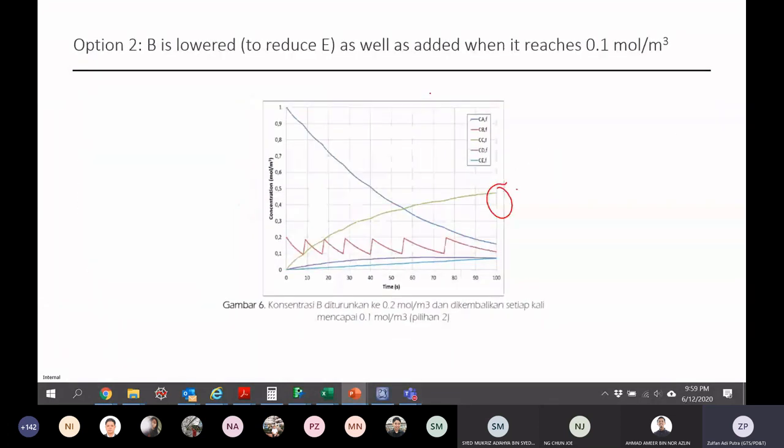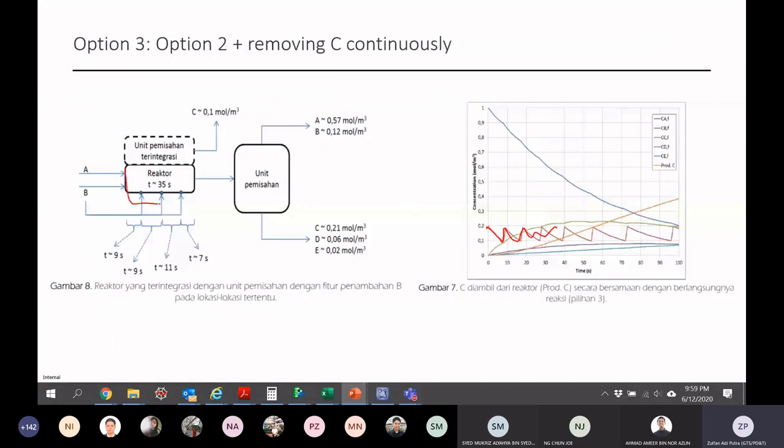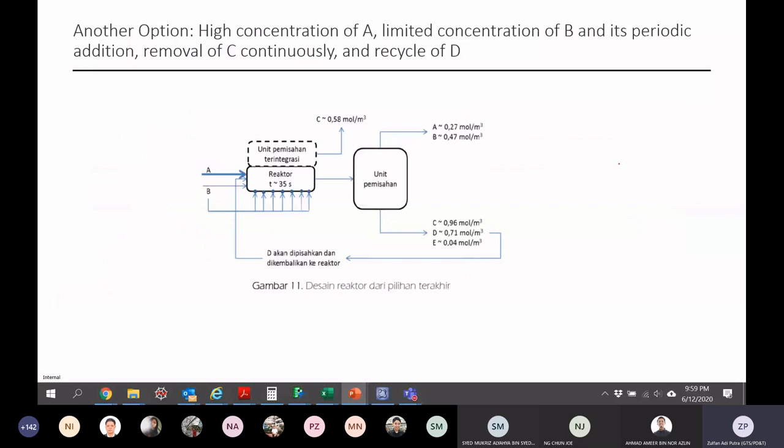In this case, maybe I can combine one reactor with another separation unit, for example a membrane reactor, or distillation, a reactive distillation column, things like that, so that C is removed continuously. Then we get this kind of profile, which you can calculate yourself. Is this beneficial? We don't know, we have to check.